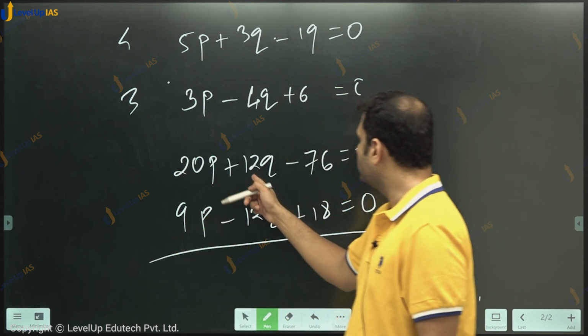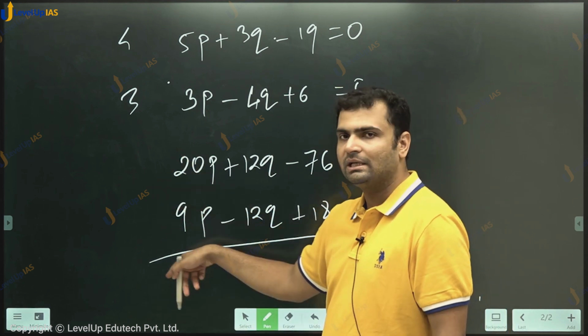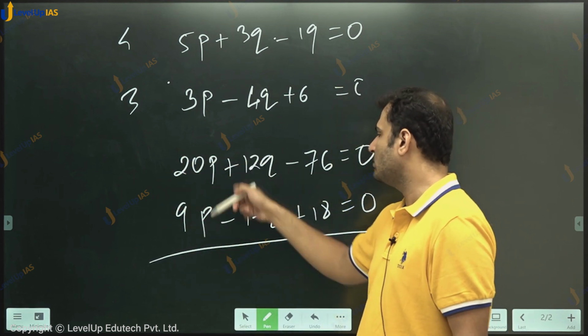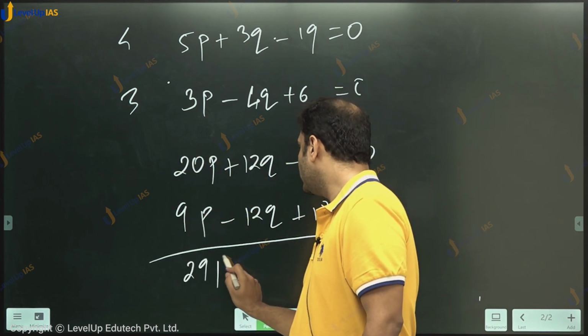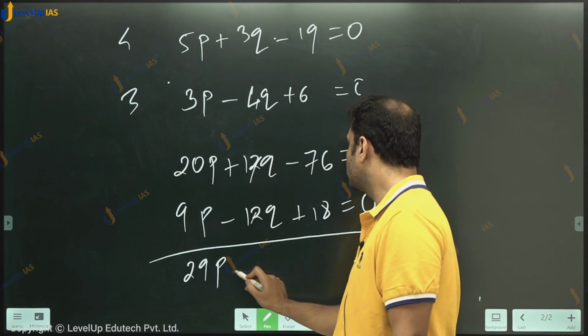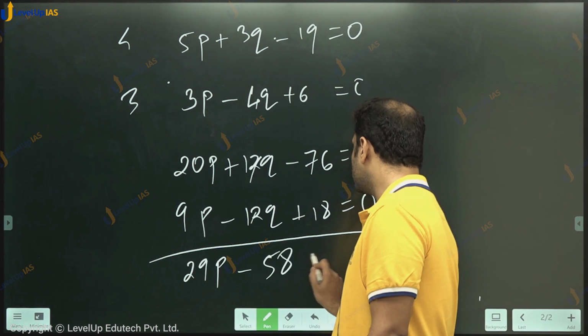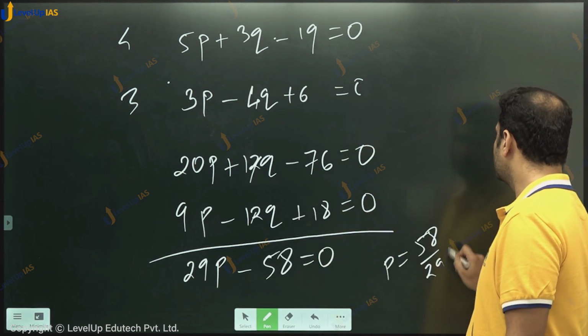Now you see 12q minus 12q, you just simply need to add. Earlier we had to subtract because the sign of p was the same. Here signs are plus and minus, so we need to add. 20 plus 9 is 29p, the q will cancel, and minus 76 plus 18 is minus 58 is equal to 0. So p is equal to 58 by 29, which is 2.